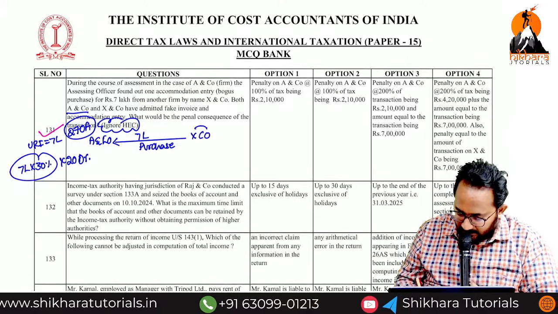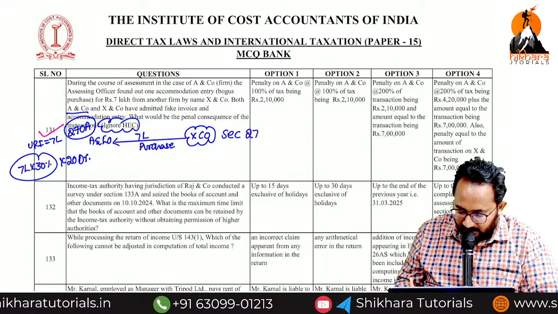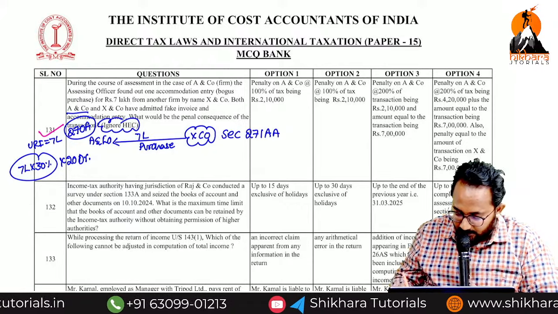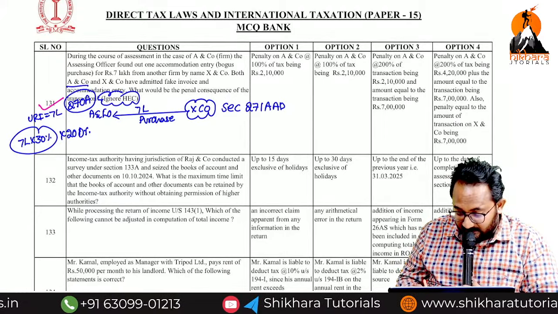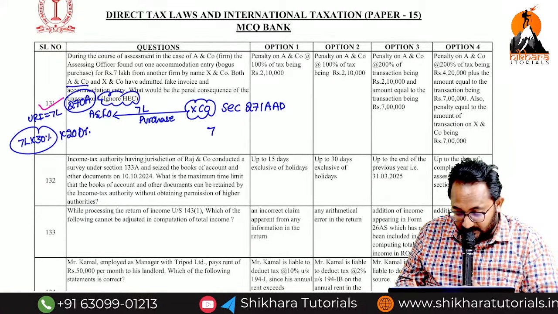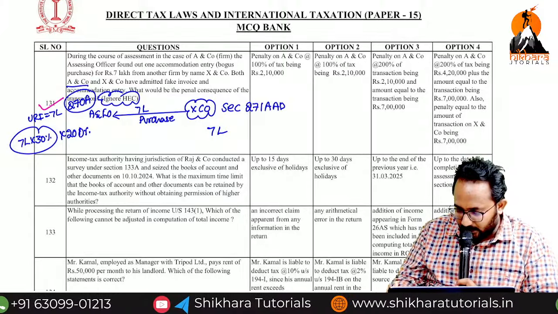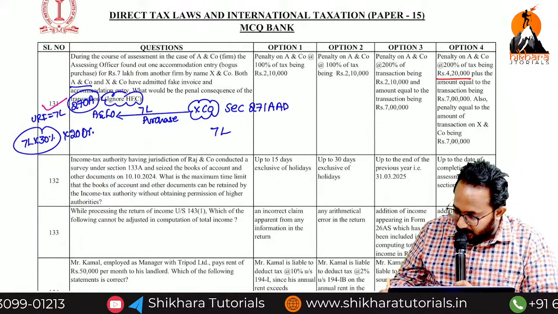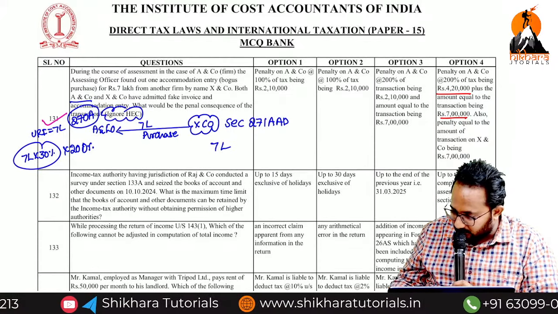Next, X Limited is giving the help, so section 271AAD will apply, not B. Under 271AAD, the amount is equal to the transaction. What is that amount equal to the transaction? 7 lakh. Penalties are applied in these ways. This is only.